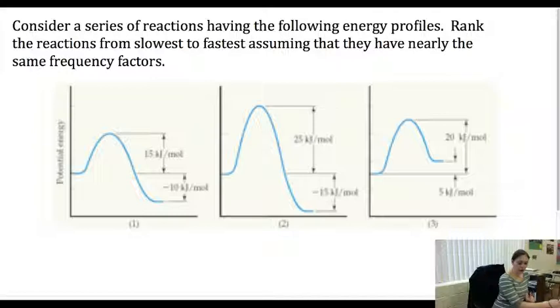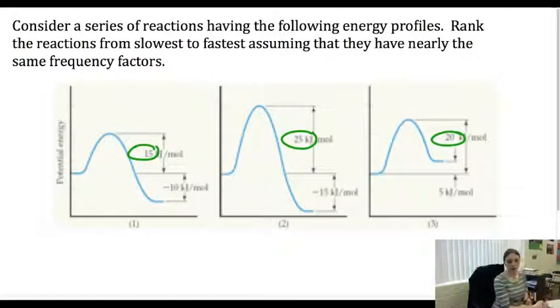Well, activation energy, that would be these numbers here. Because I don't care about the total, I just want to know how much energy it takes to get over that hump. Well, that's going to be just looking at the activation energy. So the slowest one is going to be the middle one. The next slowest is going to be this one, and the fastest is going to be the first one because that's the order that those numbers go in.